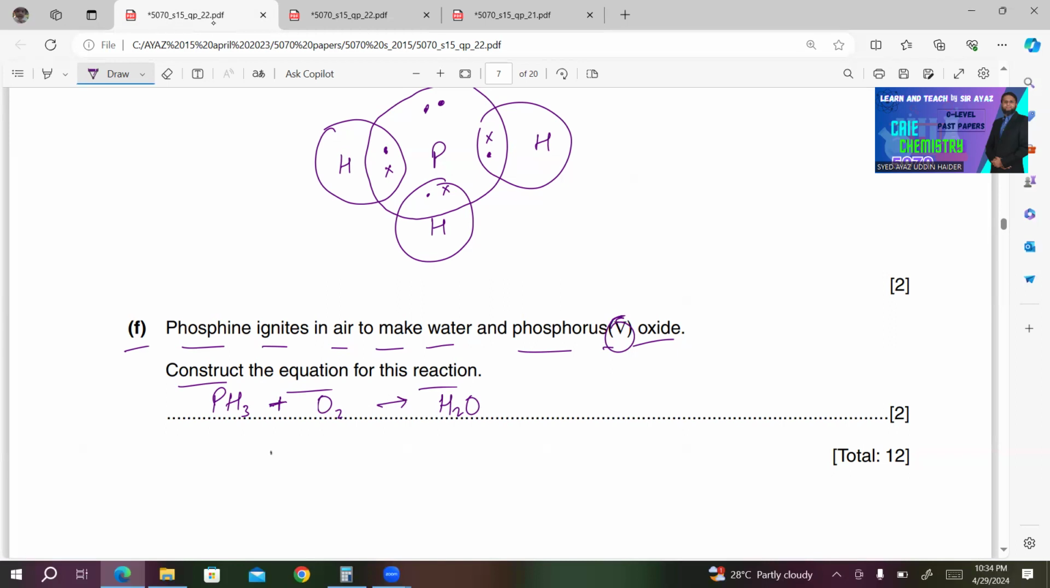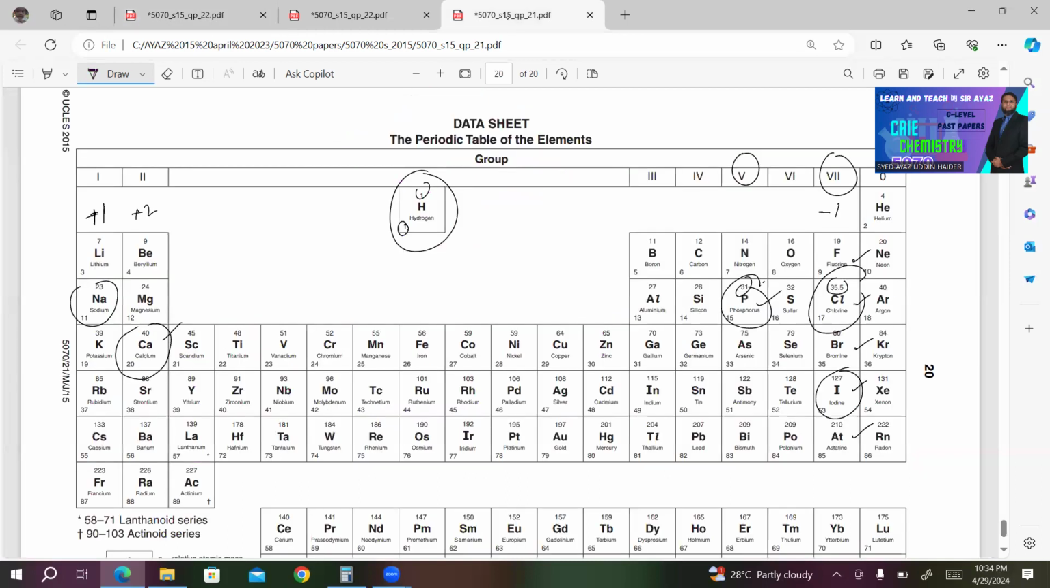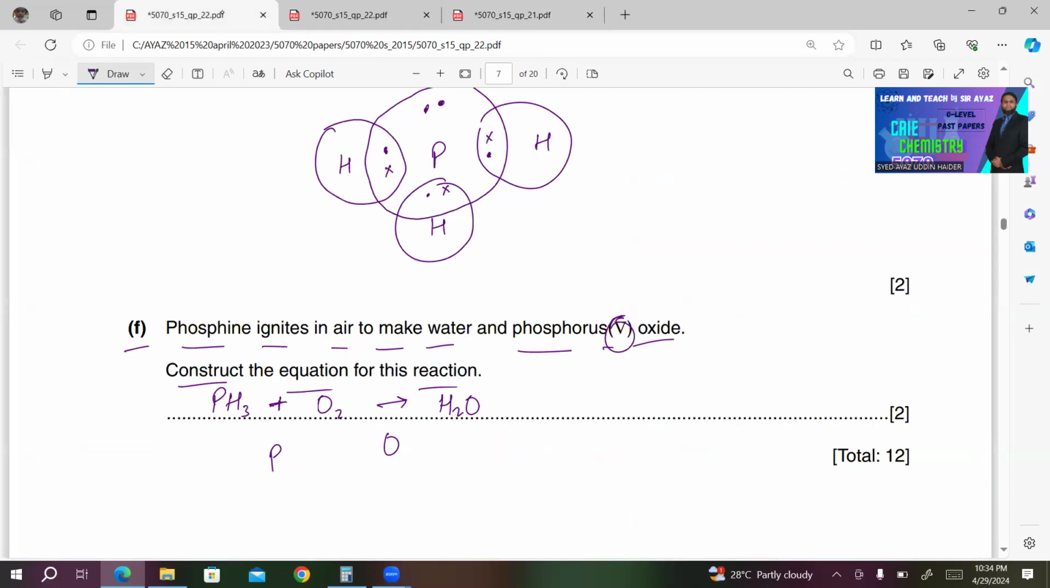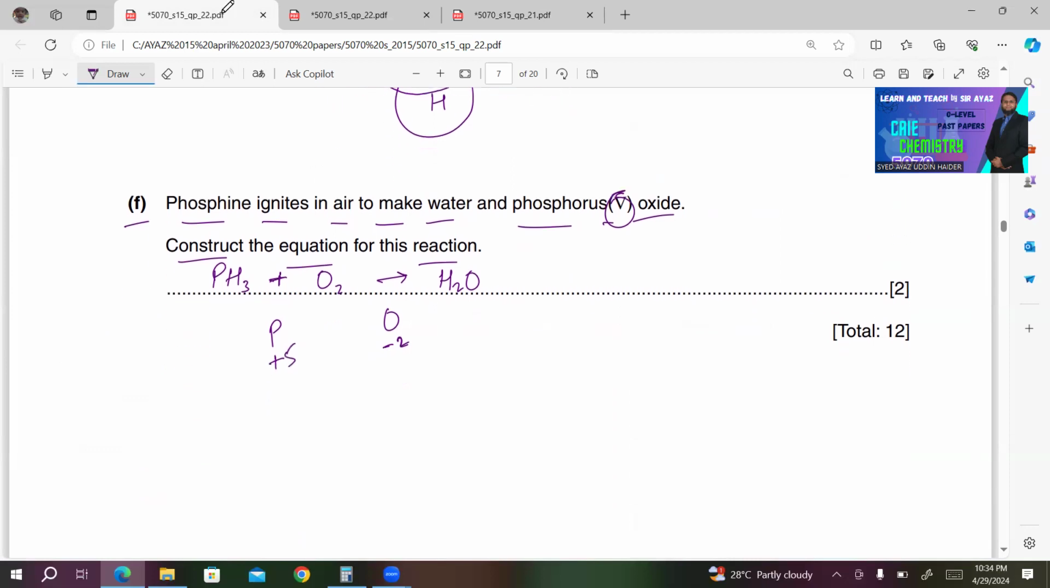So let's predict the formula between phosphorus and oxygen for phosphorus 5 oxide. Oxygen is in group 6. Here's group 6. Group 6 elements have a valency of -2. So for oxygen, I'll write -2. For phosphorus, they have already mentioned it's +5. It's less electronegative than oxygen, so it must have +5. Ignore the charges. It becomes 5 and 2. These subscripts will be exchanged. We get P2O5.